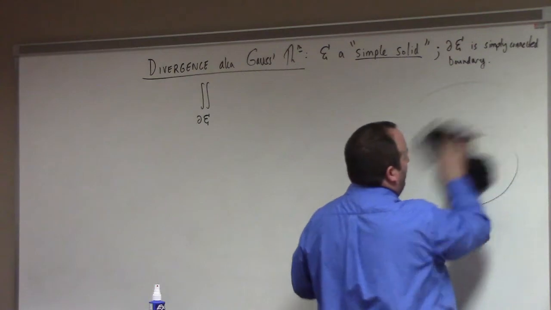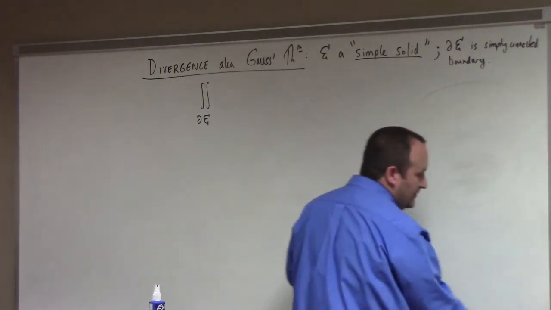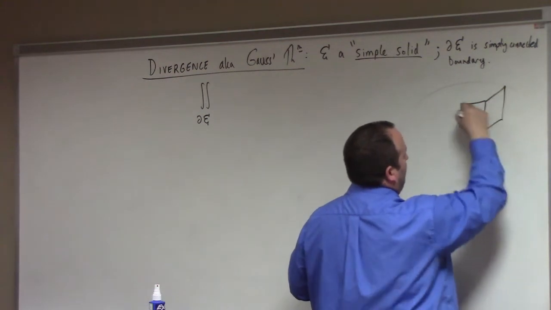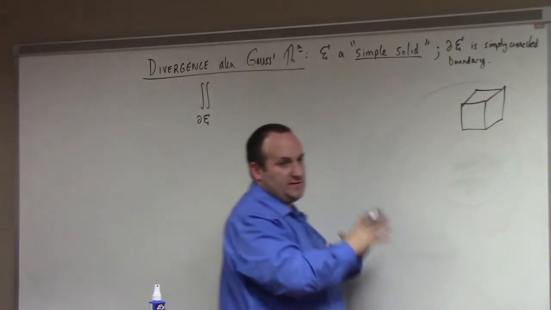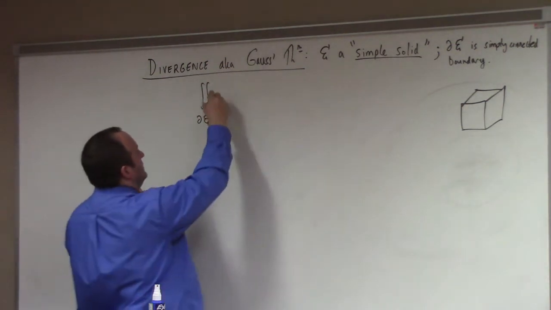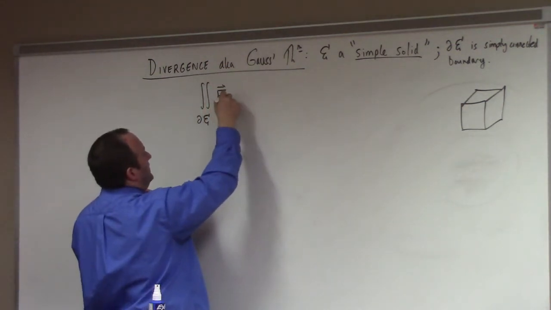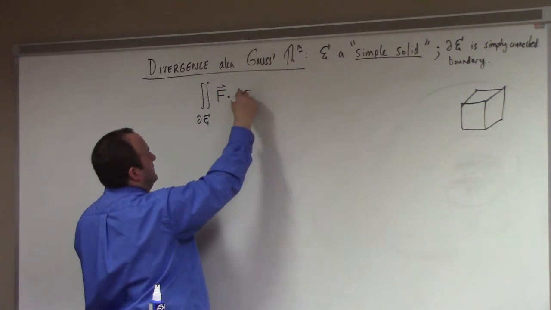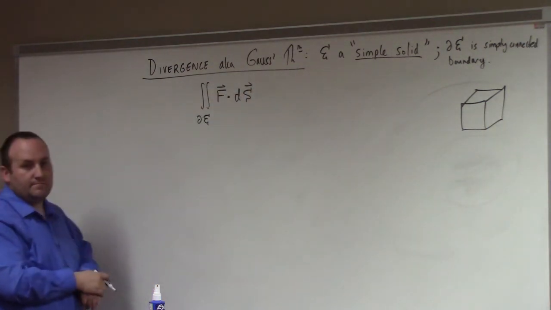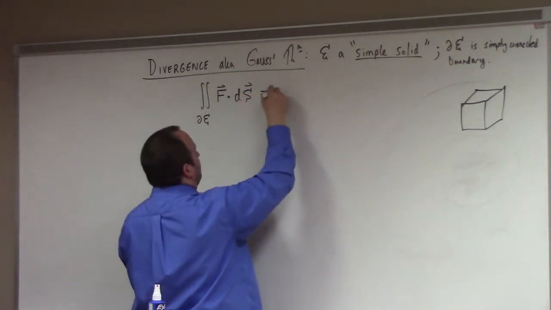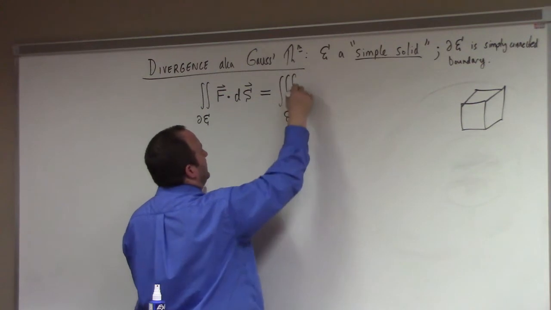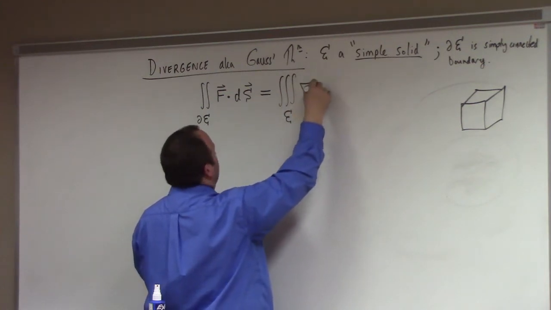So, a better example. A cube would be another example of a simple solid. This would be a simple solid, just a cube, all right? Anyway, so the flux over the boundary of a simple solid, and this is the theorem, is equal to the triple integral over the simple solid of the divergence of the vector field.